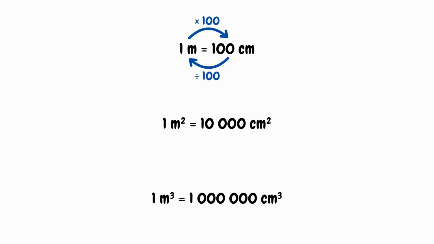So with this unit conversion here, to get from metres to centimetres, we're moving left to right, we have to times by 100. And if I was going from centimetres to metres, I would divide by 100.